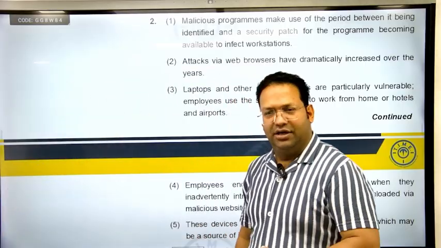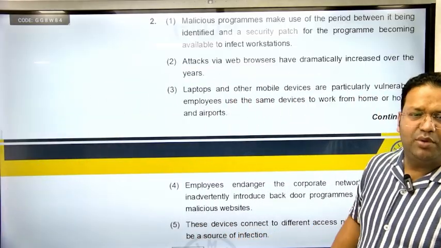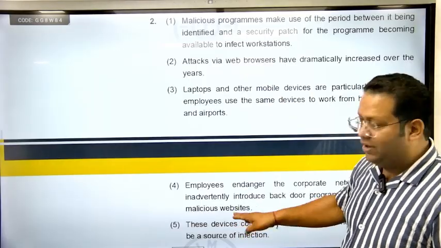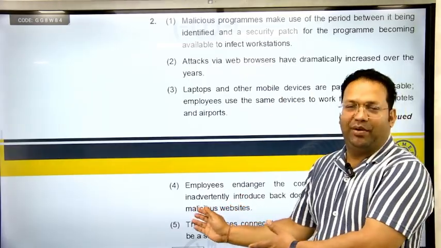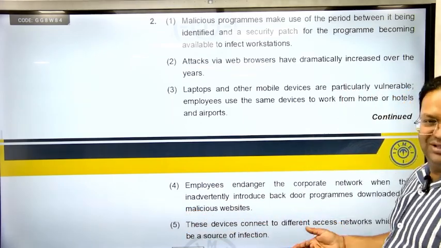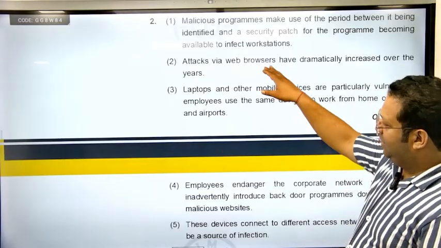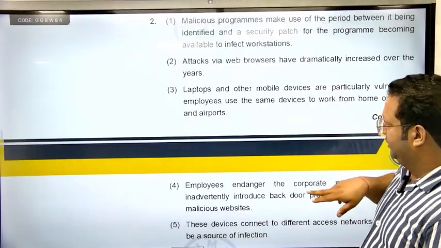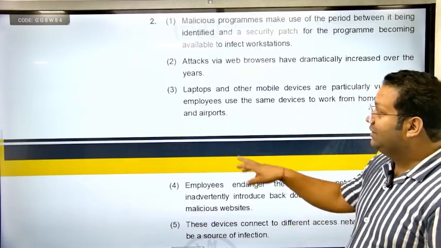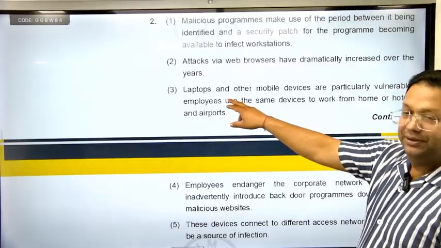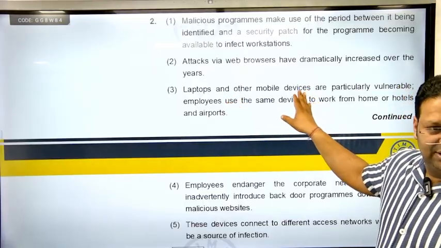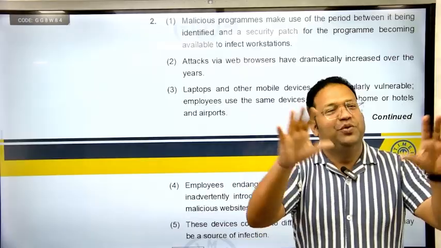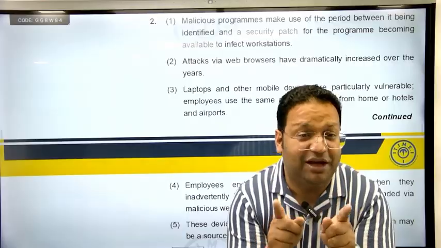Let's say we are taking third, then where are we going to put fourth? Because that is also talking about attacks. So it is in continuation to statement number 2. Otherwise, where are you going to take it? This is also talking about endangering the corporate network, the reason for attack. So second would be followed by 4, and 4 would be followed by 1. 1 would be followed by 3, and then 5. Why? Look at the connection over here. Laptops and other mobile devices, right? And these devices connect. So these devices are plural. Now, these is what? These is a pronoun.